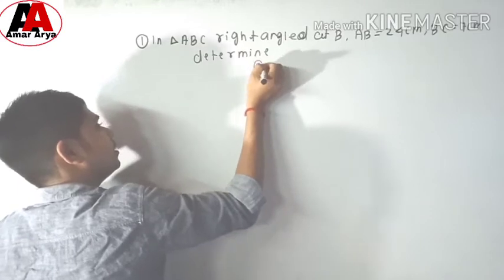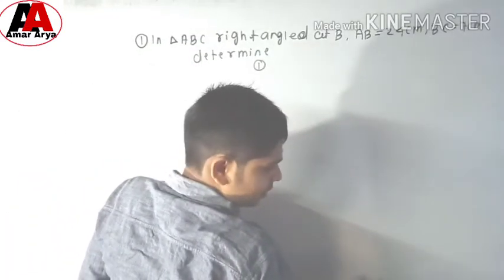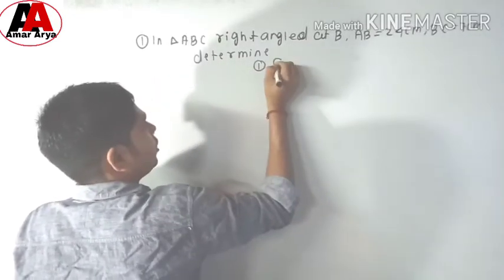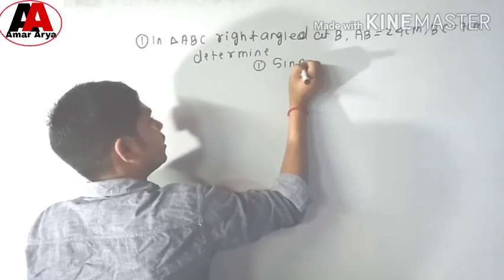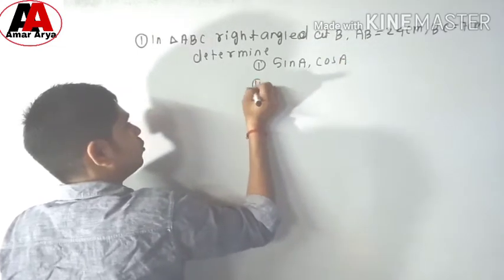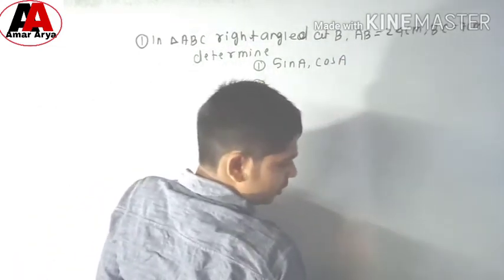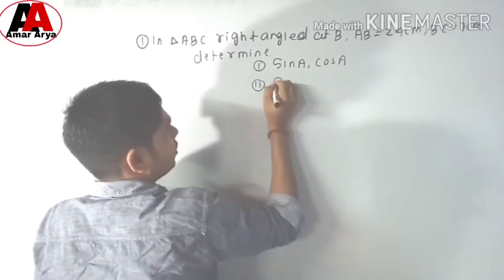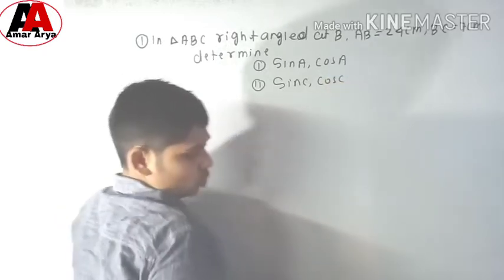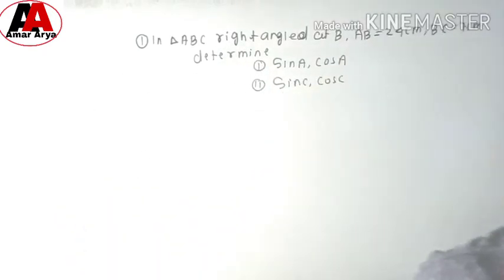Number 1, that is sin A and cos A. We need to find here sin A and cos A, and number 2, we need to find sin C and cos C. So please try to find. First of all, you should draw the triangle.